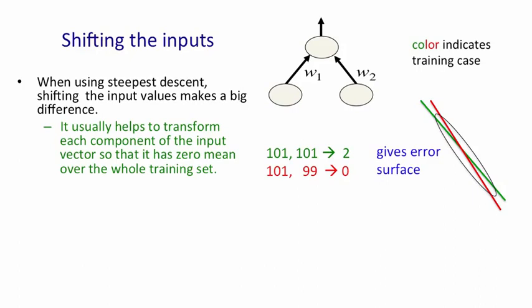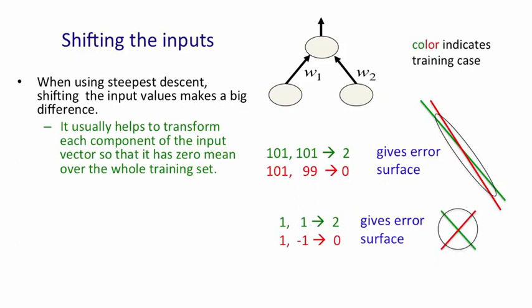Now look what happens if we subtract 100 from each of those two input components. We get a completely different error surface. In this case, it's a circle, it's ideal. The green line is the line along which the weights add to 2. We're going to take the first weight and multiply it by 1, we're going to take the second weight and multiply it by 1, and we need to get 2, so the weights better add to 2.